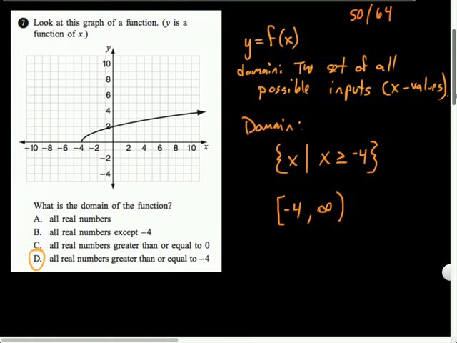So there's 2008 question 7. It's related to what we're learning today because, I don't know if you realize this, but this is the top half of a sideways parabola.